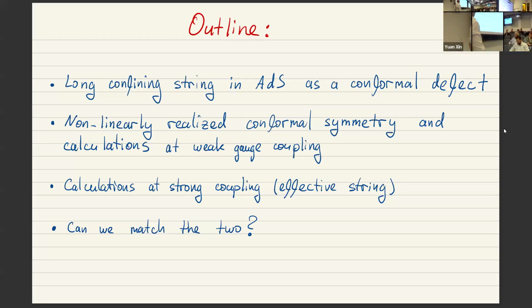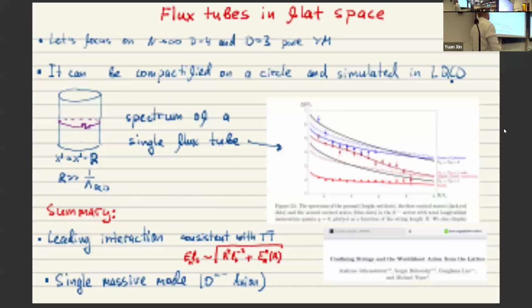The punchline is the outline: we will first discuss that long strings in AdS can be thought of as a conformal defect in the boundary theory, and then we will talk about nonlinearly realized conformal symmetry, or nonlinearly realized AdS isometries, and do some calculations at weak gauge coupling in QCD. Then we will do a calculation at strong Yang-Mills coupling, meaning a small effective string coupling, and then we will discuss whether we can actually compare or match these two calculations.